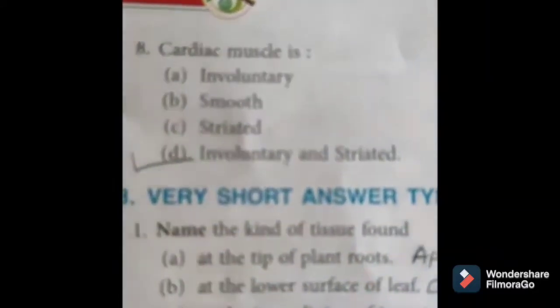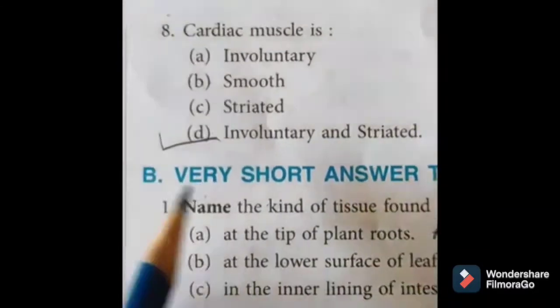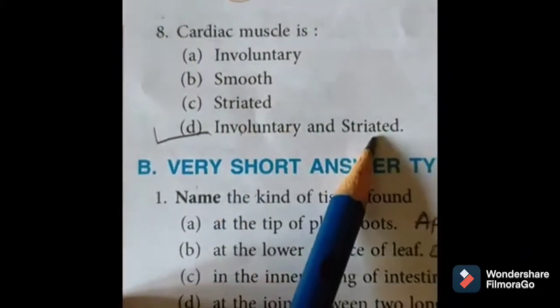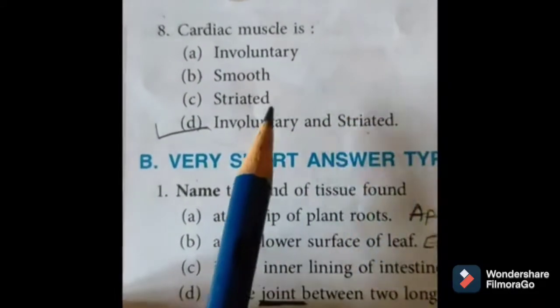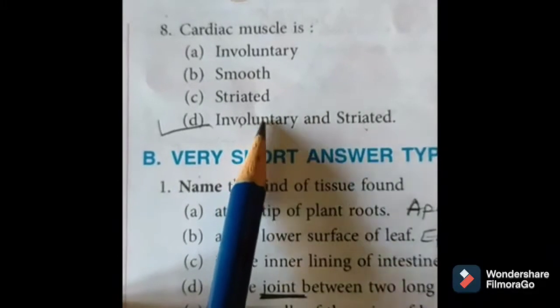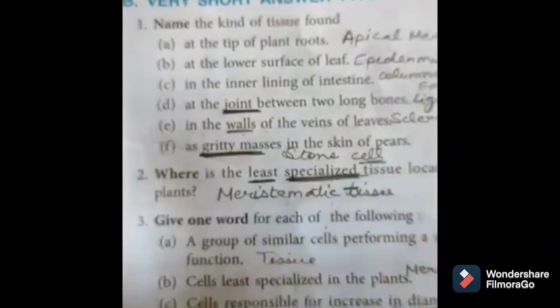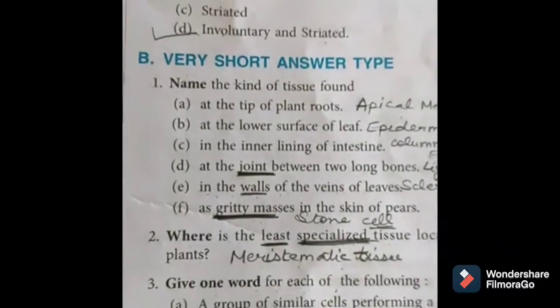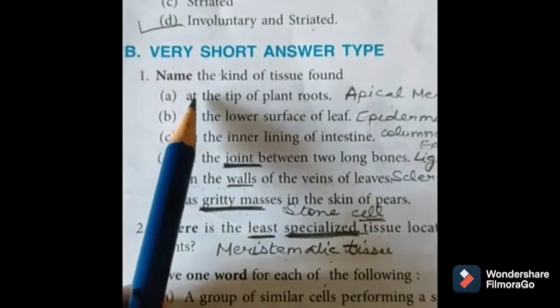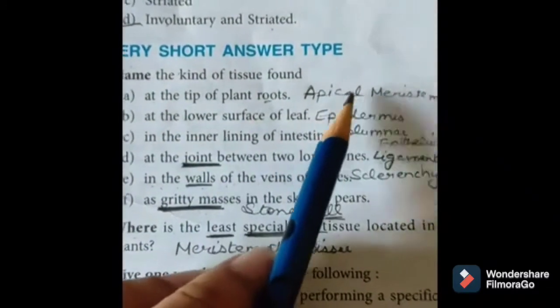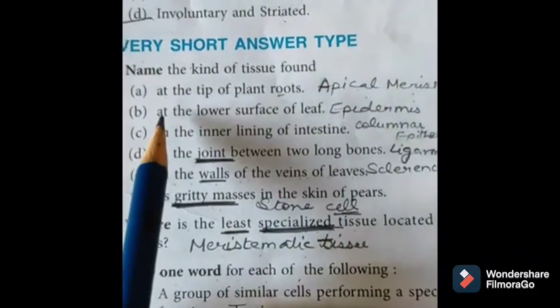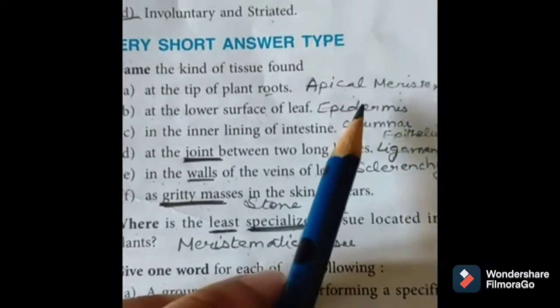Last, cardiac muscle is involuntary and striated because it has both bands, plus it doesn't work according to our will. Then very short answer type questions. Name the kind of tissue found at the tips of plant root. Apical meristem. Present at the lower surface of leaf. Epidermis.